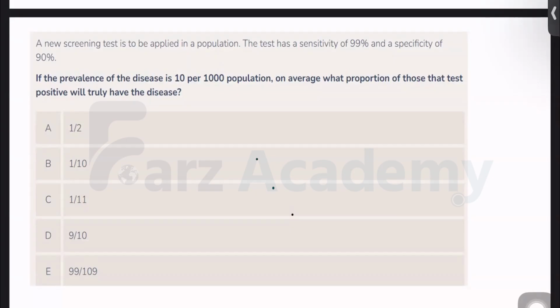What are you supposed to calculate? What does it say? Proportion of those that test positive will truly have the disease. So what are you supposed to find out here? Positive predictive value, ma'am. Very good.